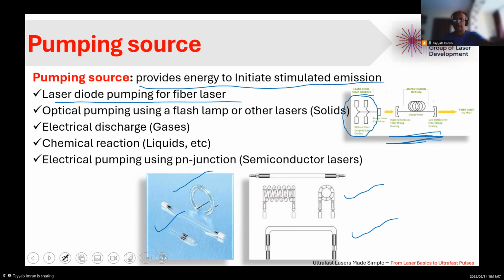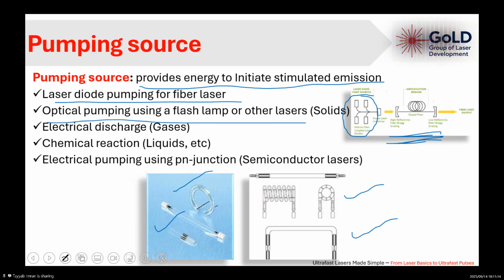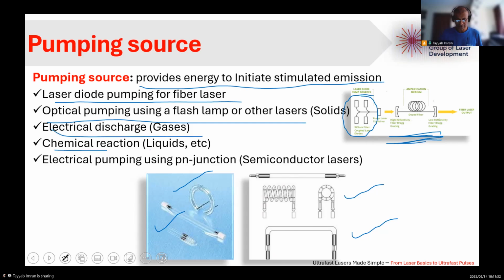Optical pumping, as I mentioned, means using a flash lamp or any other laser. Like in the case of titanium sapphire, we use another laser, green in color, to pump the titanium sapphire. For the gases we have electrical discharge, and for the chemical lasers, as I told you, it is the arrangement they make for when the chemical reaction starts.